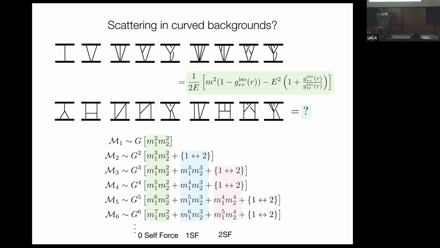And the reason this is important is because LISA is actually sensitive to 2SF effects, but currently only 1SF effects are known. The 2SF problem has not been solved even numerically. And so it would be interesting to think about ways using quantum field theory to see if there's a solution that can be obtained.